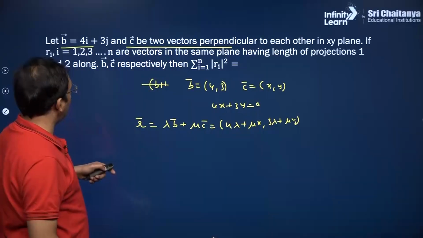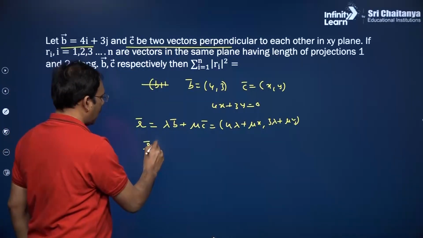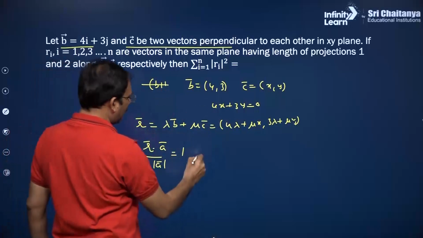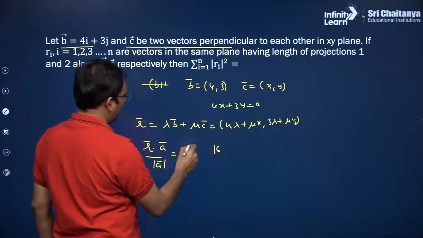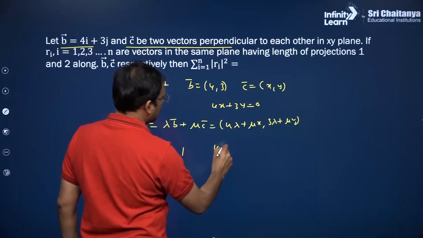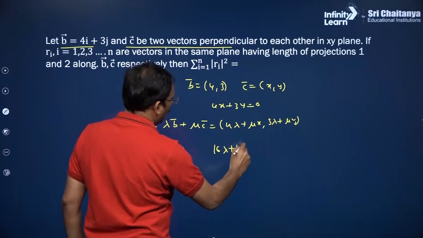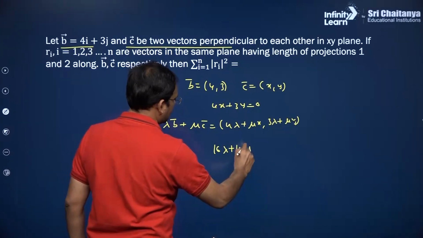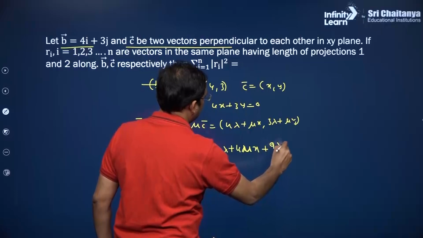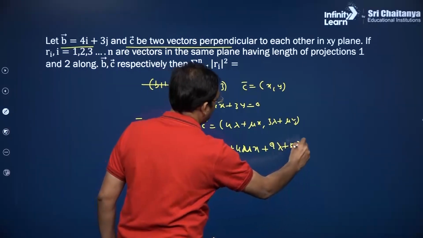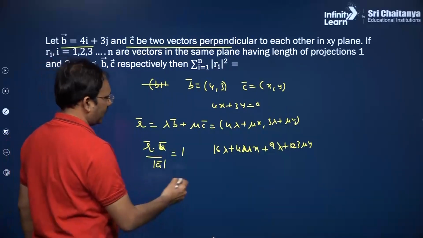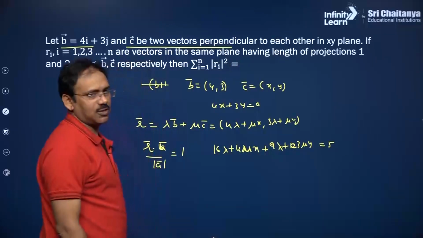What is the projection of r bar on b bar? r bar dot b bar by magnitude of b bar, it is given as 1. r bar dot b bar, that means their dot product: 16 lambda plus 4 mu x, plus 3 into this, 9 lambda plus 3 mu y, this is the dot product by magnitude of b bar, which is 5, my dear friends, is equal to 1. This is one condition here.